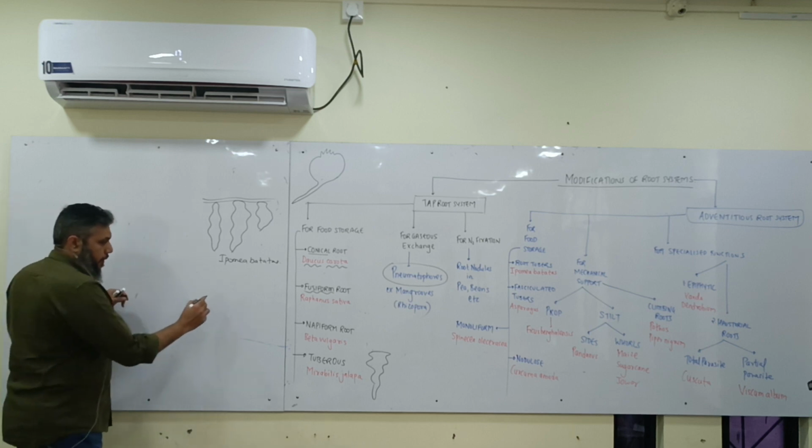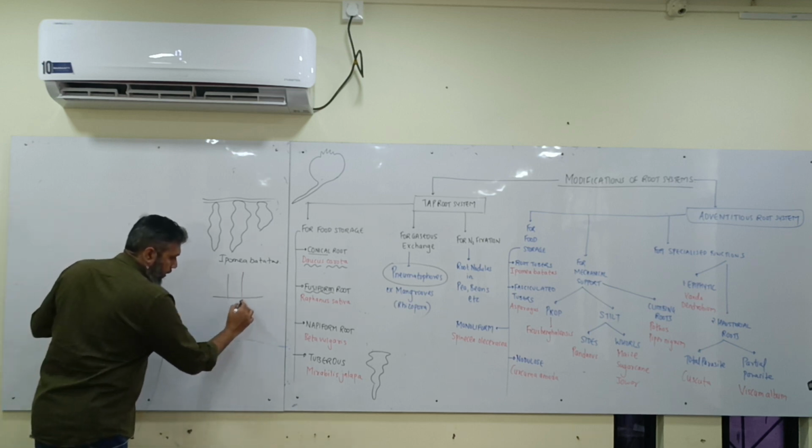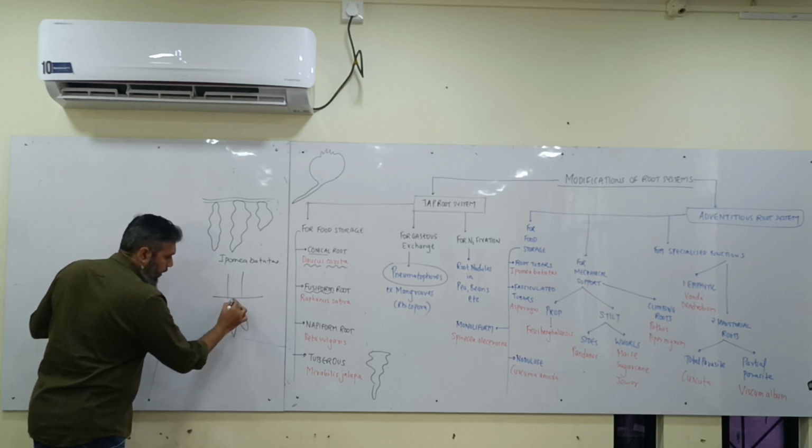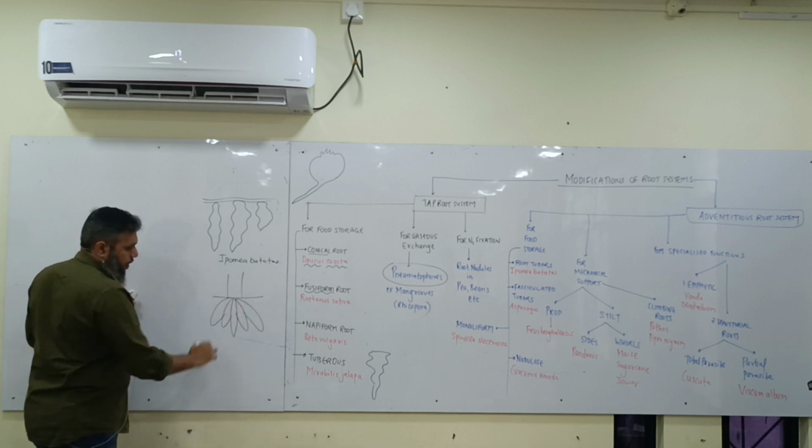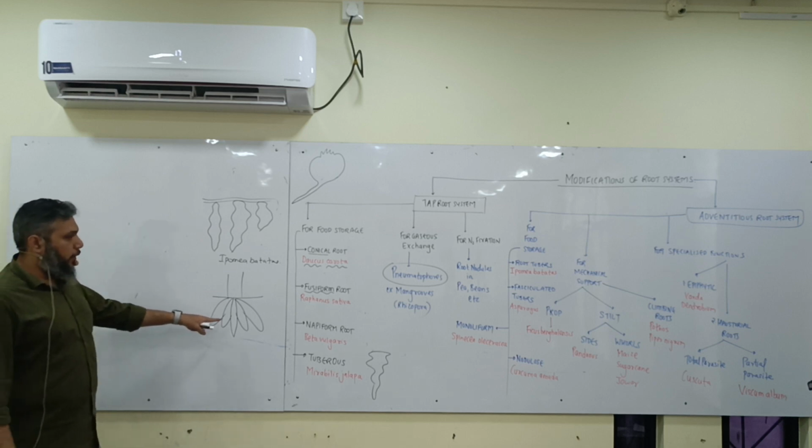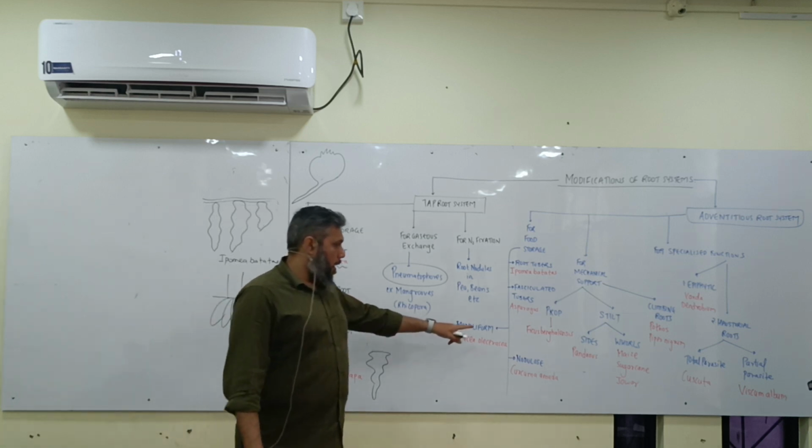In fasciculated tubers, these are growing in bundles. Bundles are called fasciculi, which is why this word is used. Fasciculated tubers. Example is Asparagus.